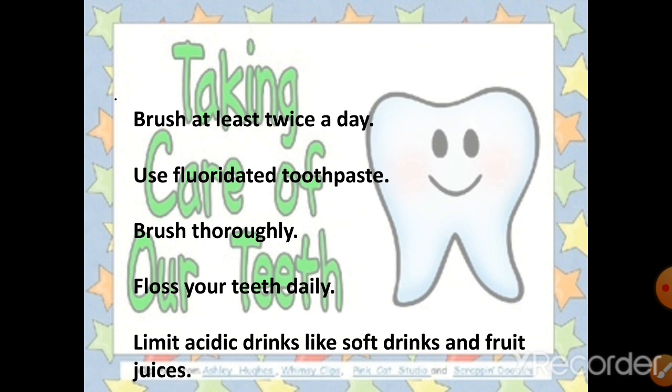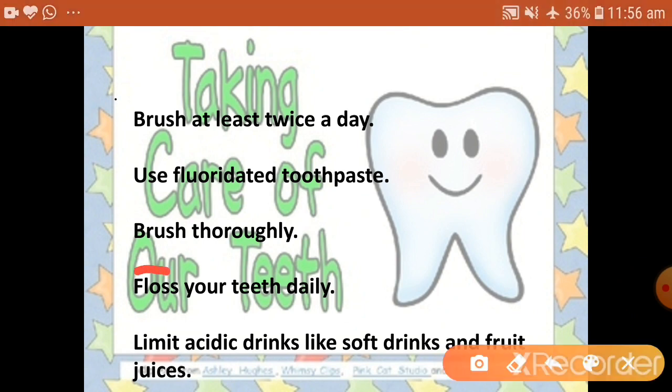All right, next we have brush thoroughly. You have to brush thoroughly, nicely, and you should know how to brush. Floss your teeth daily. So I'll show you here. How do you floss your teeth? It means that the things that do not come out with your brush, you have to use a floss. You have to use the floss for taking out the fine particles which remain even after brushing in between your teeth.